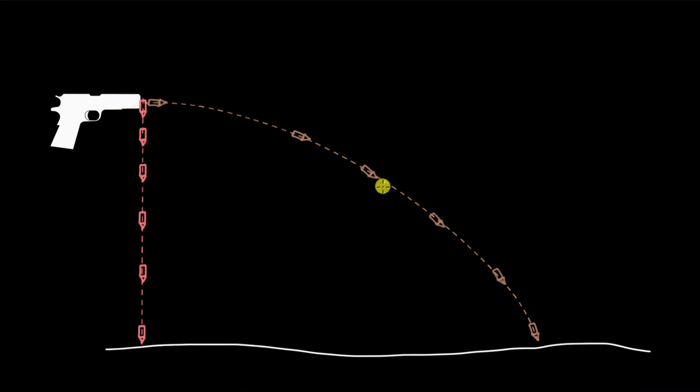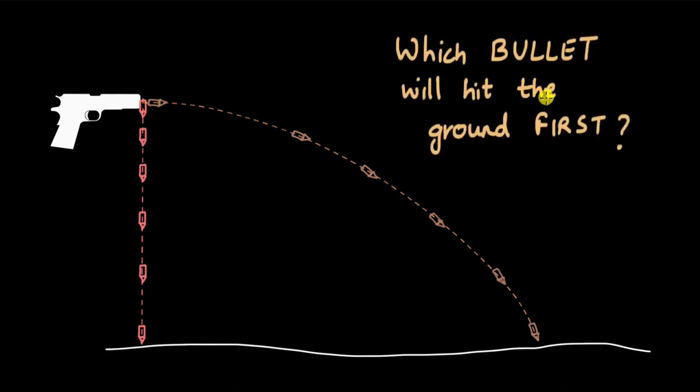A bullet is fired from a gun and a second bullet is just dropped at the same time the first bullet is fired. And this is purely fired horizontally. The question is to figure out which bullet will hit the ground first. Will it be this one or will it be this one? This is a question that we will answer in this video.